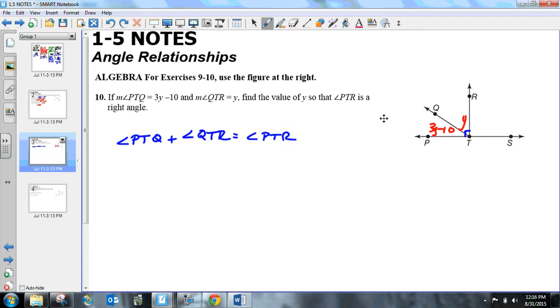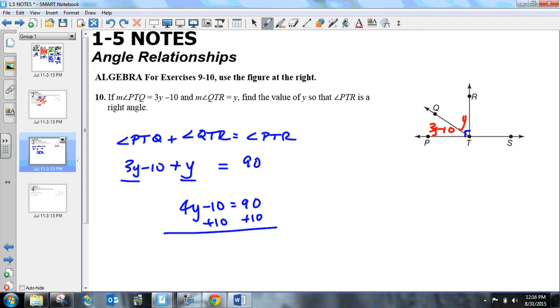Now PTQ, guys, that's 3y minus 10. I'm going to write that in there. That's 3y minus 10. QTR is just y, so plus y. And that's equal to the whole thing, which we know is 90. Okay, so if it is a right angle, then this angle is 90 degrees. So let's solve this for y. I'm going to combine my like terms. I get 4y minus 10 is equal to 90. I'm going to go ahead and add 10 to both sides. All right, so I get 4y is equal to 100. If I divide everything by 4, I end up getting that y is equal to 25. So if y is 25, then that is the value for y that will make PTR a right angle.